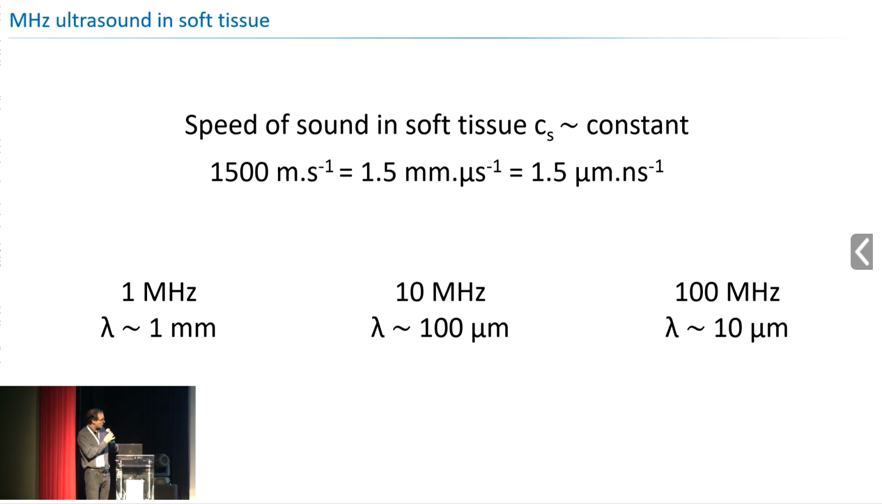Now, if you put wavelength and frequencies, a megahertz is a millimeter, 10 megahertz is about 100 microns, and 100 megahertz, which is already very high frequency for ultrasound, you're only down to 10 microns. So these wavelengths are huge for you microscopist people. To give you the range of standard, if you go to a doctor for an ultrasound exam, you are in between those two frequency ranges. So the resolution of a standard ultrasound image is sub-millimetric, but it's far from being micron, as in optics.